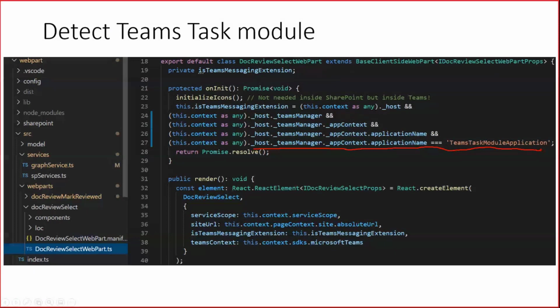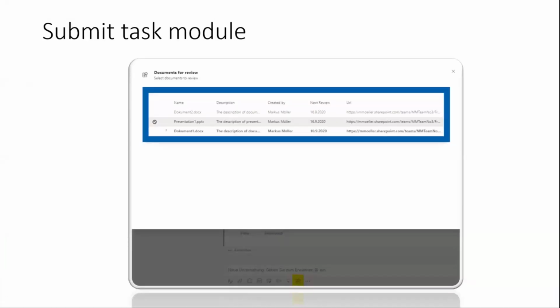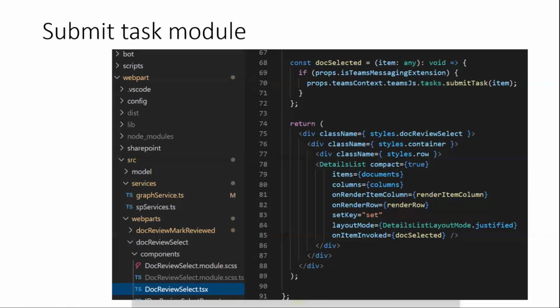So here we detect, hey, we are really inside a Teams messaging extension, taking this as a Boolean parameter and handing this over to our root React component, where we can later execute our code or not if we are in the wrong context. Next thing is, once we have rendered our task module, in this case I used the Fluent UI list. You can see this here in the details list.